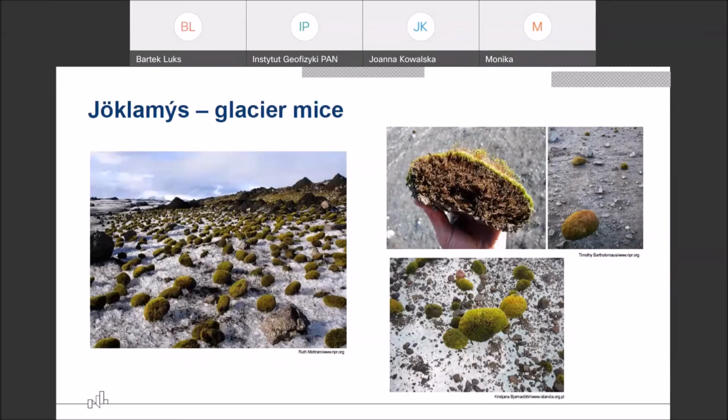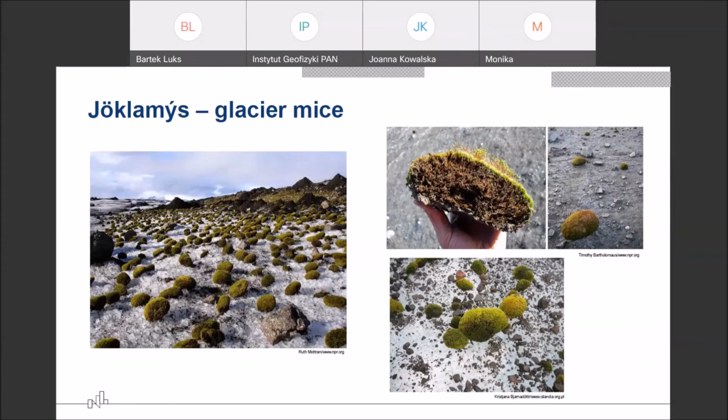Another form that is kind of living on a glacier, those are also kind of ecosystems. They are called jökulmýs, which is directly translated to glacier mice. First, they were found in Iceland, and it's the best place to look for them and study them. But they can also be found in Svalbard and Alaska.